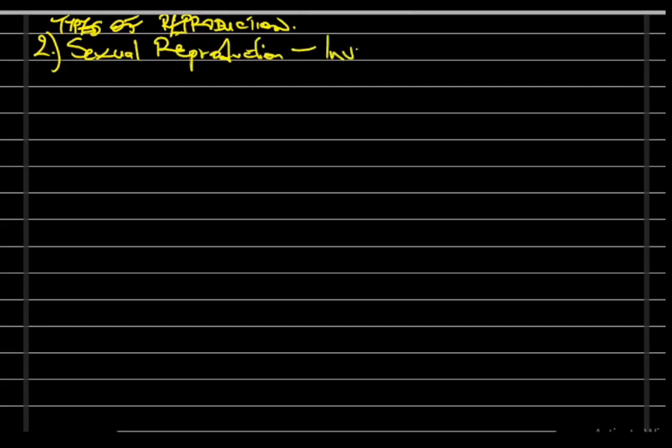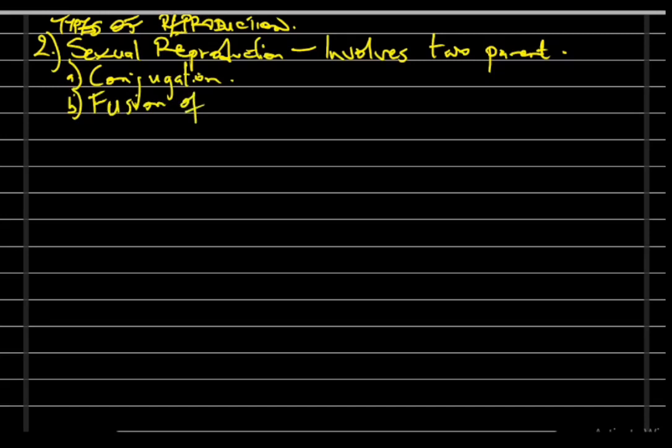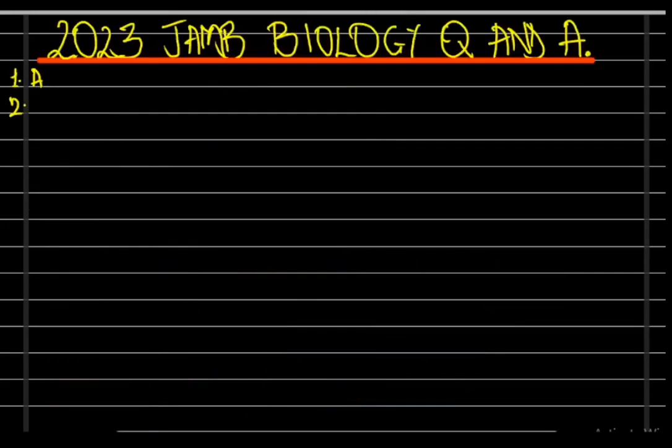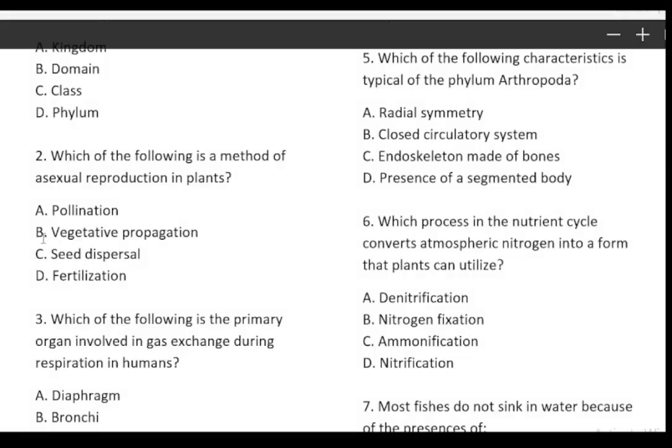This one here involves two parents. And the types that we have there, we have the first one to be called conjugation, and then the second one is called the fission of gametes. So those are the two types of reproduction: asexual, which involves one parent, and then sexual, which involves two parents. And under the sexual reproduction, we have two types as well: the conjugation and the fission of gametes. So the answer to our question, like we can see there, is option B, which is vegetative propagation.